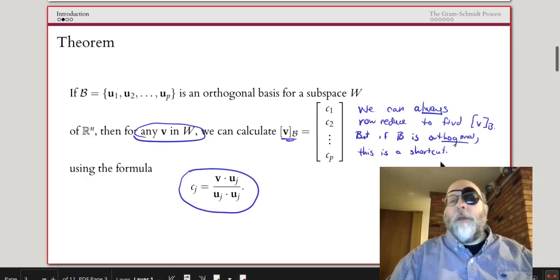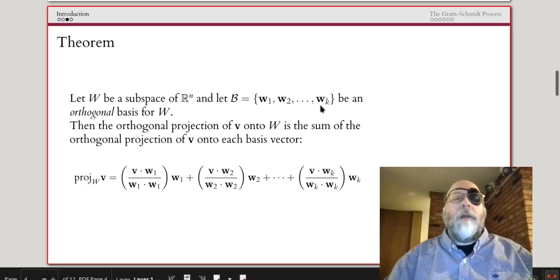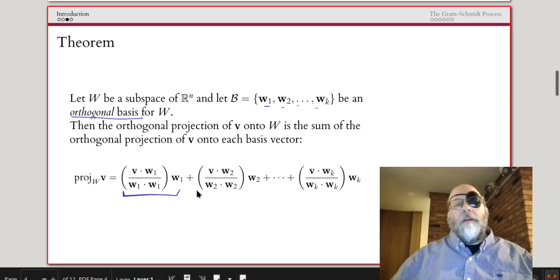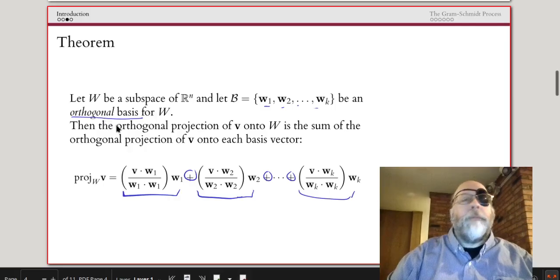And then the theorem that we covered in the last video is that if we have a subspace and a basis, and again, it's an orthogonal basis, then we can project a vector onto that subspace by just projecting the vector onto each individual vector, just calculating the individual vector projections, and then adding them together. And again, this only works if the basis is orthogonal.